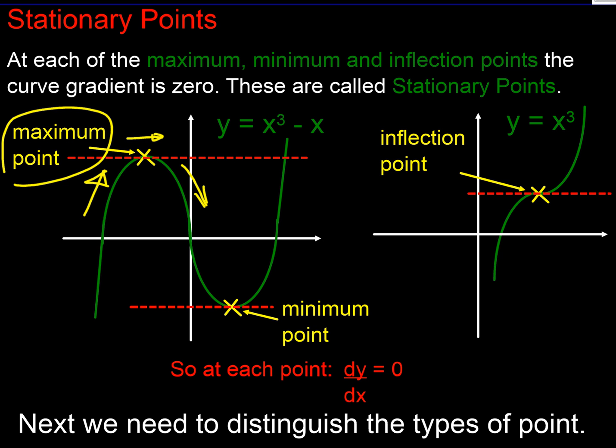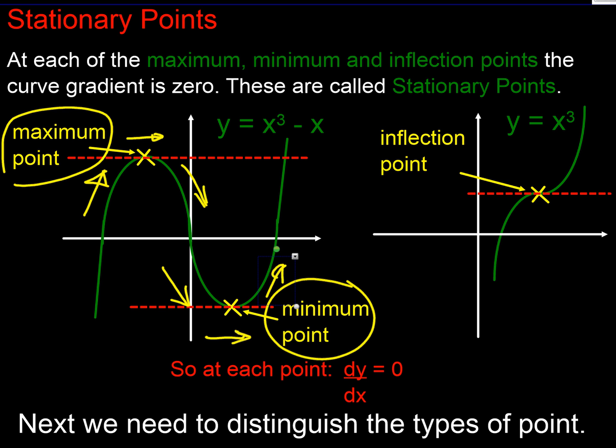And that's also true of our minimum point down here, because the gradient's going down on the left-hand side of the point, and it's going up on the right-hand side of the point. So at the point of the minimum, it's just going flat. It's going across. The gradient is 0.